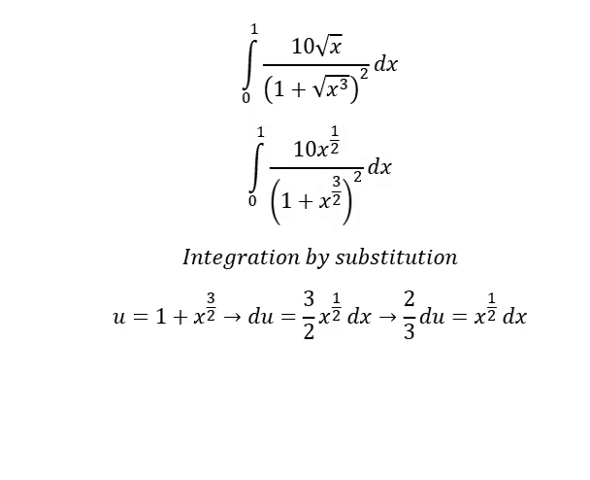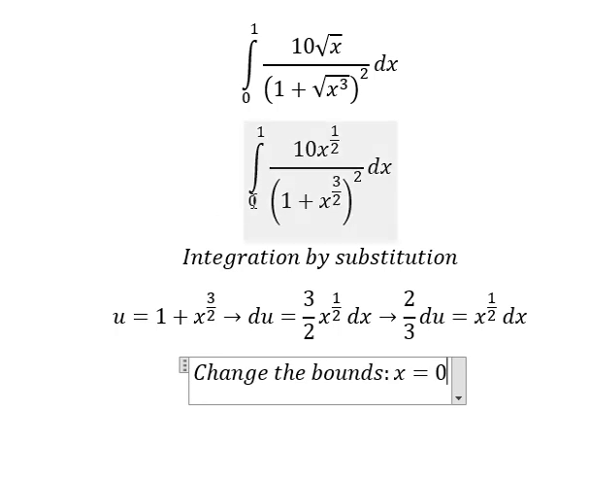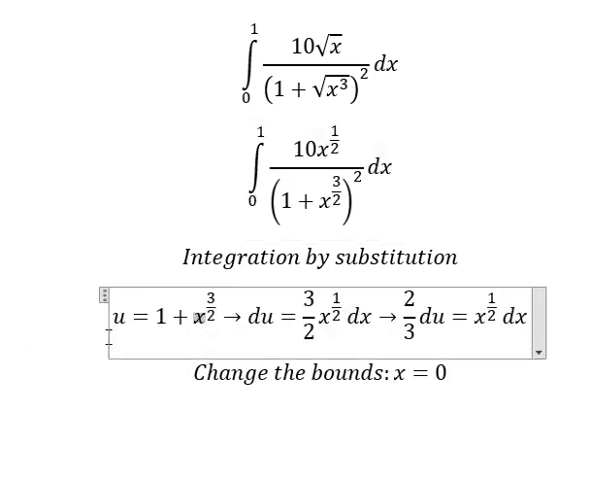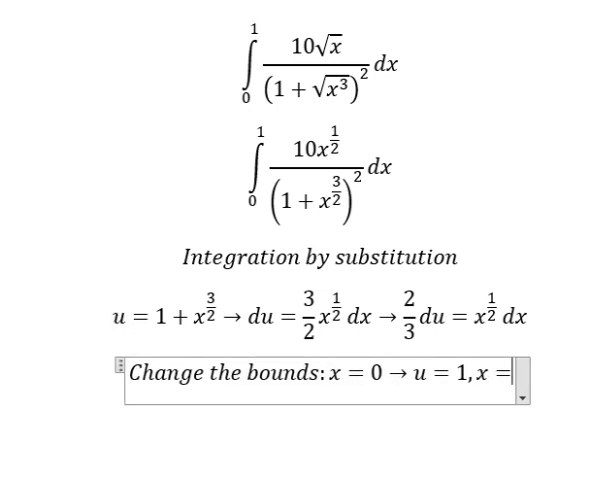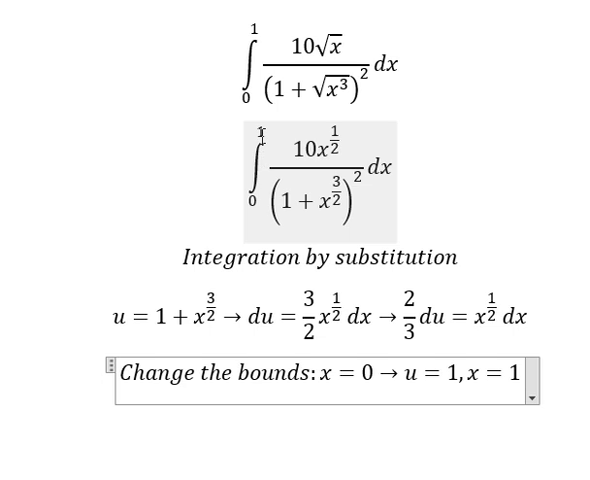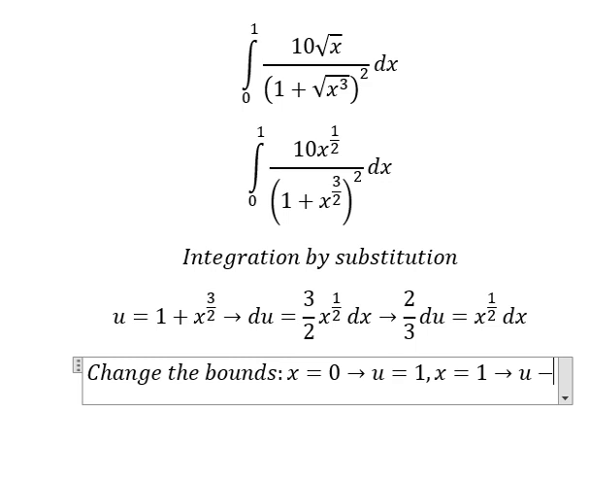Next, we need to change the bounds. When x equals to number 0, so we put number 0 here, and we can find the value of u. So u equals to number 1. When x equals to number 1, so we put number 1 here, and we have u equals to number 2.